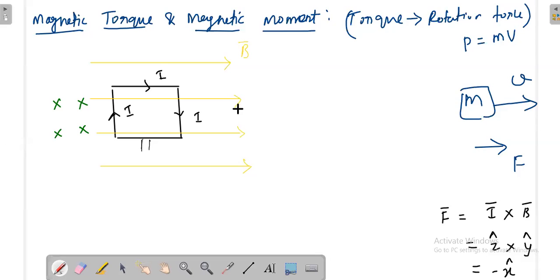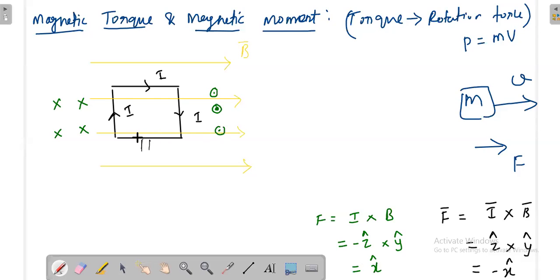So similarly, what happens in this side? For this current, what is the direction here? F is equal to I cross B. My I is going in the minus Z cap direction, my B is in the y cap direction, so the force is in the x cap direction. Then that force will be coming towards you, out of the screen, to your eyes. So on this side, the force will be in this way.